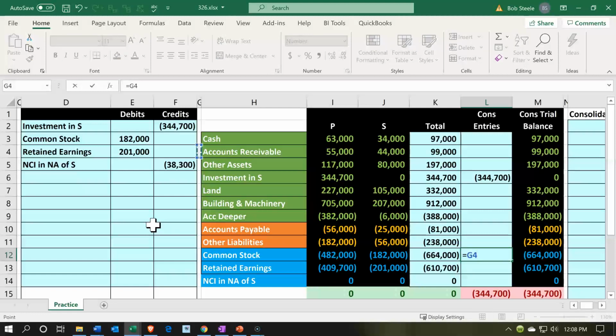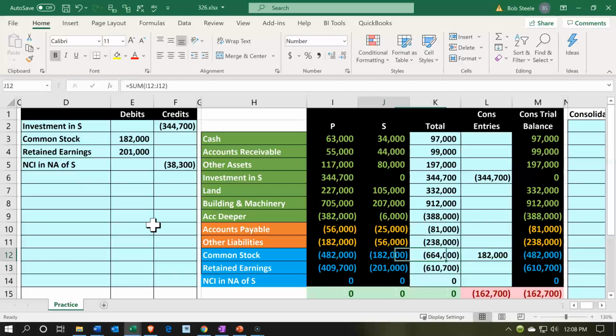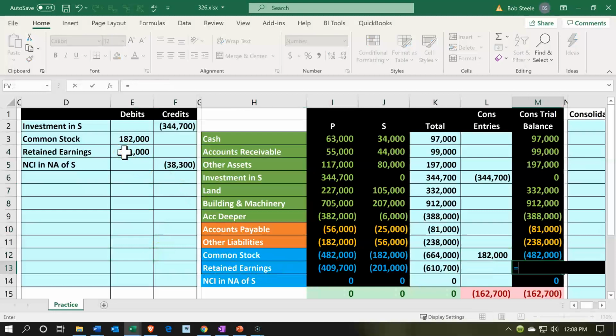So we're going to debit then the 182. That means we had P 482 plus the 182, 644. Then we subtract out the 182 that we took out to give us the 484 that was P's portion. Then we've got the retained earnings. Retained earnings down here. That's going to be in L13 equals.